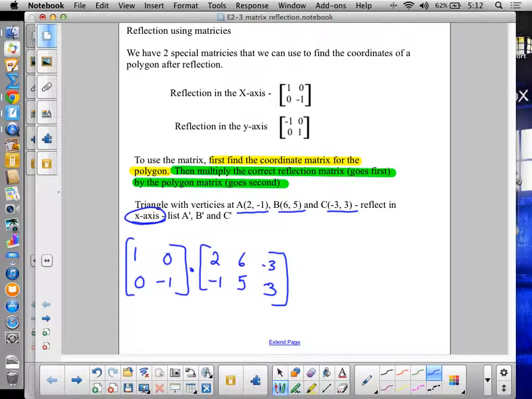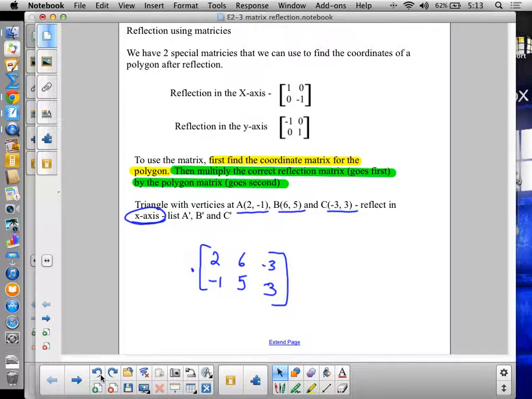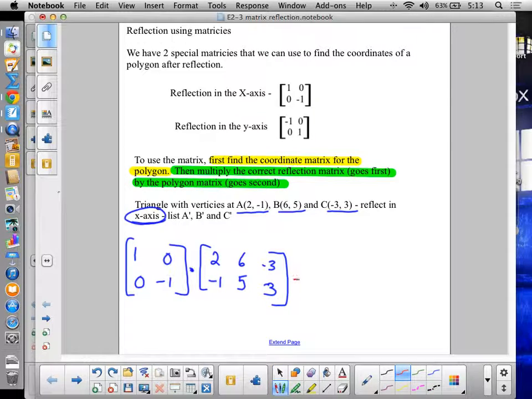Now, it's going to work because we multiply row by column. If I put this 1, 0, 0, -1 after, if we put it in the wrong order, I can't multiply because I can't take row 1 times column 1. There are 3 entries in row 1, only 2 entries in column 1. The multiplication will not work. So we always have to put the transformation matrix first for the multiplication. And now we just go ahead and review our multiplication.